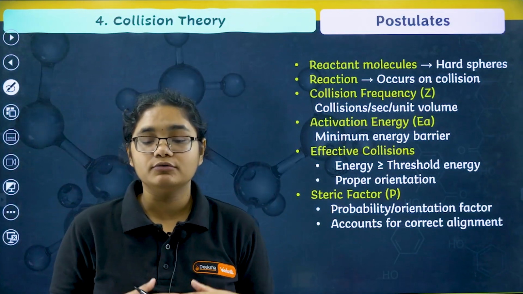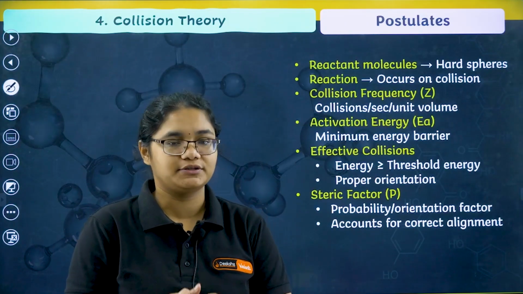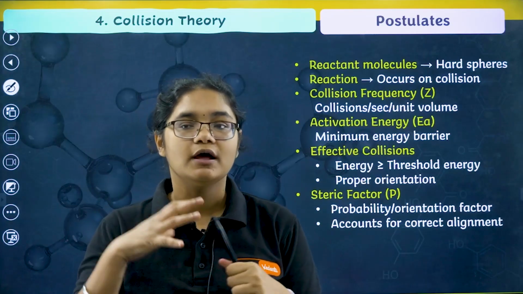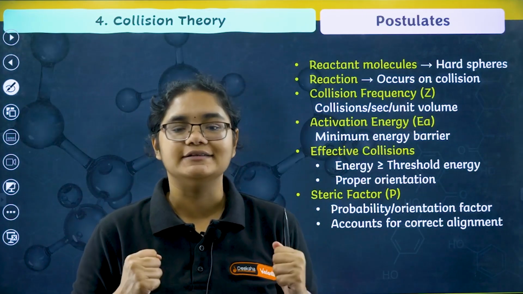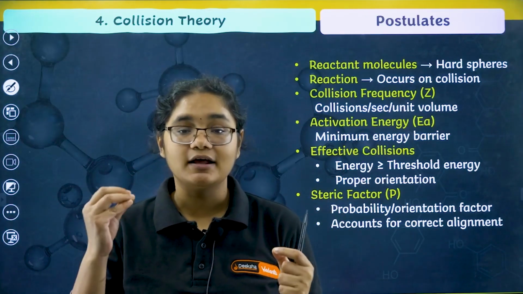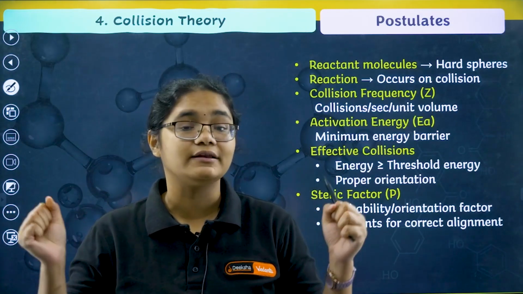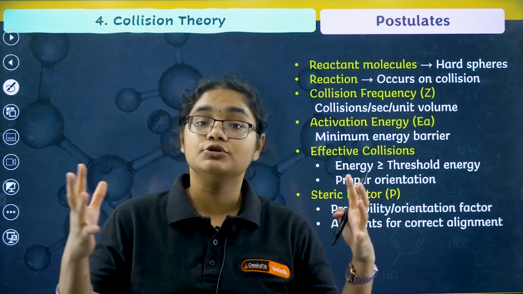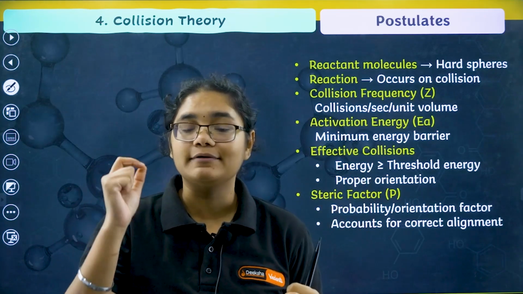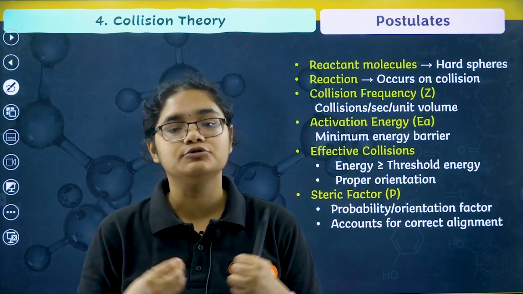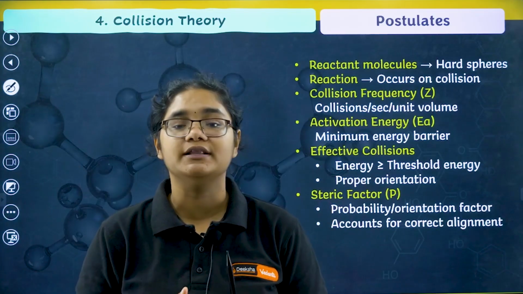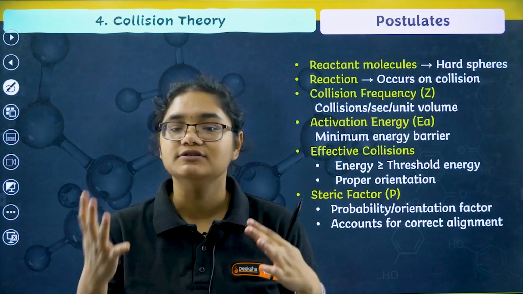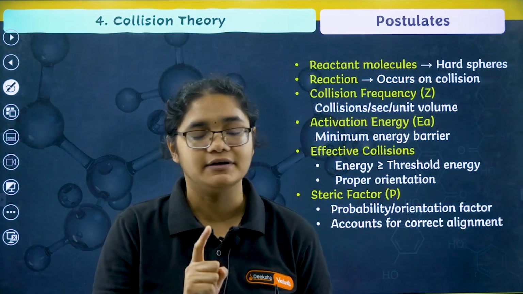Now we will move to the next topic, that is collision theory. How exactly does a reaction take place? Collision theory tells us that a reaction can take place only when the reactant molecules collide with each other. But there are certain criteria for how they should collide, what the energy should be, and which factors decide whether every collision will lead to a reaction or not. So there are certain things in collision theory that we need to understand.